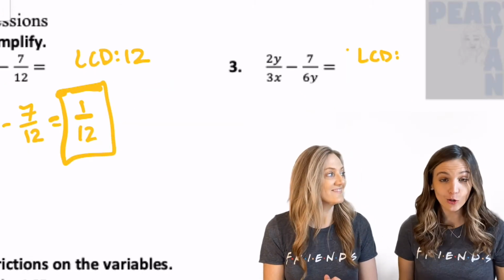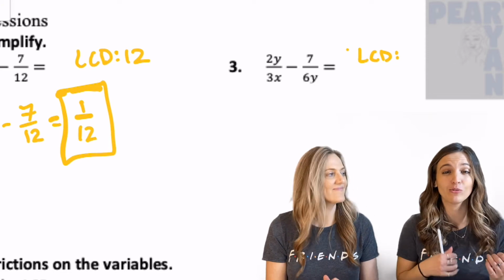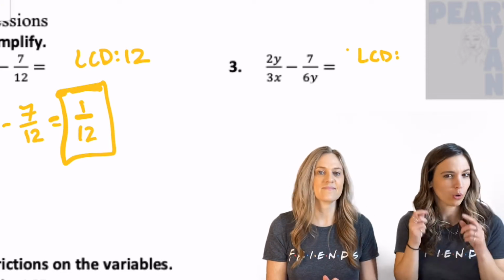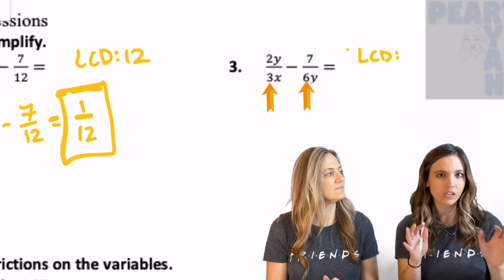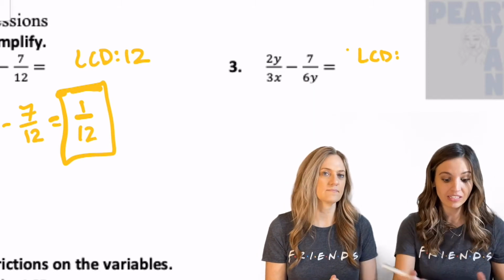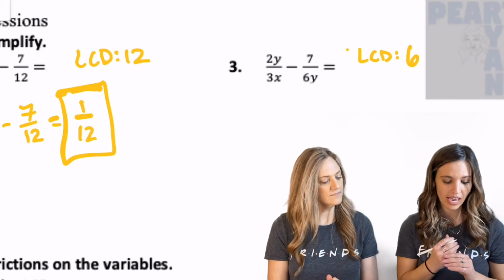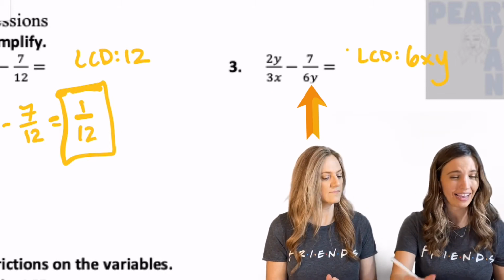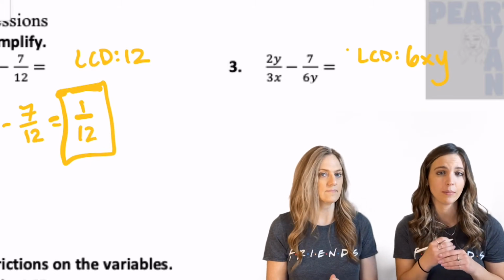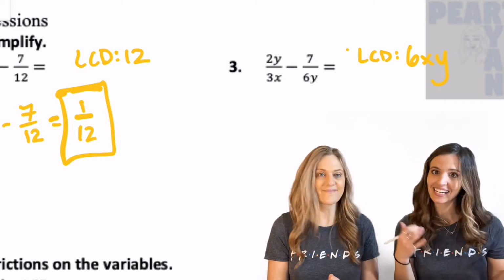Looking at this third one, now we have an expression that has values and variables. So let's pay attention to those denominators. I have 3x and 6y. Let's focus on 3 and 6 first. Well, they have a 6 in common. Okay, the first denominator has an x and the second has a y. So I'm gonna need both of those in my least common denominator. So it looks like 6xy.